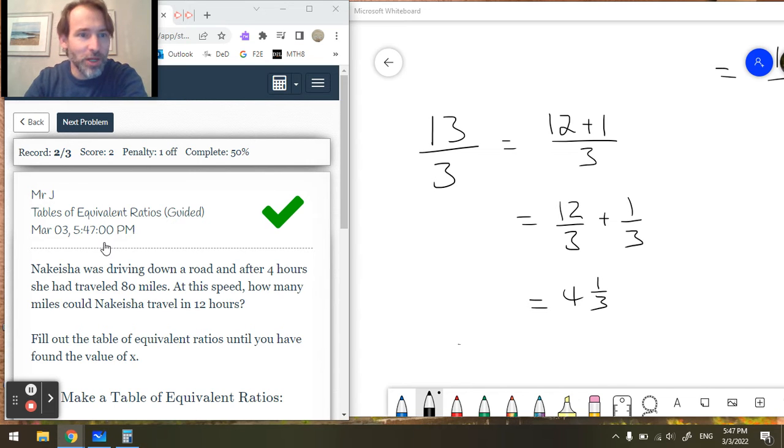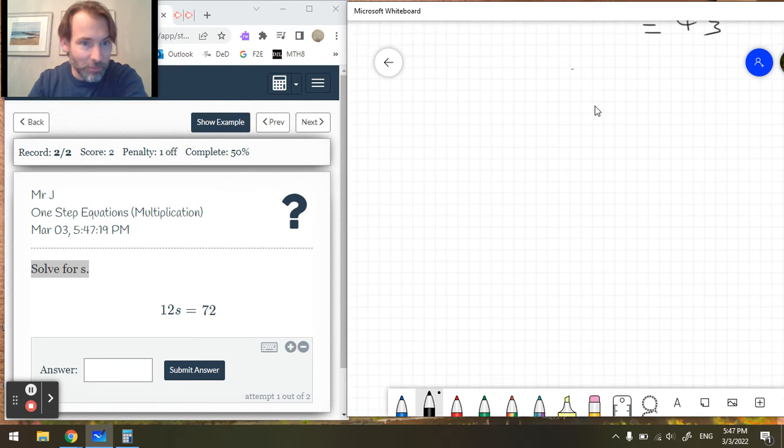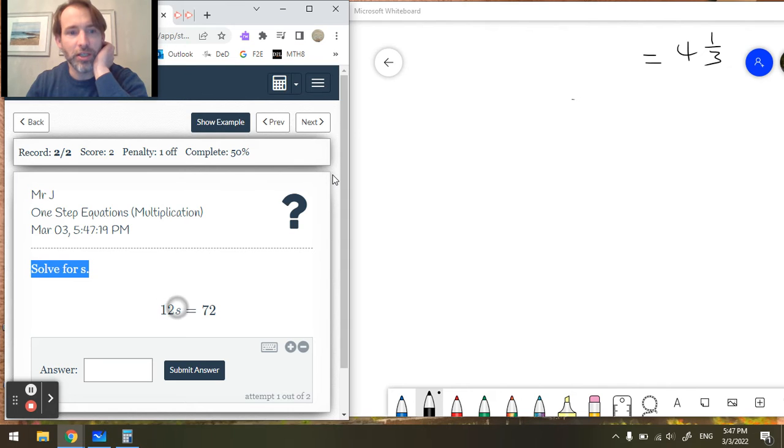All right, one-step equations with multiplication. So we have now here, how do we read this? It says solve for S. What does that mean? Well, that means we want to solve for what value S has in this equation. So S is a number. We don't know that number yet. Actually, I know that number, but you don't know that number yet, maybe. And so what I'll do is I'll copy down this equation here.